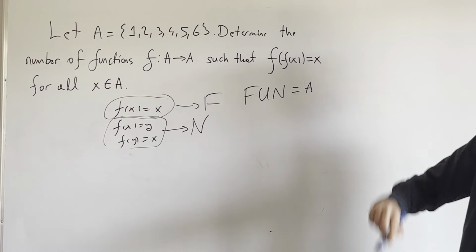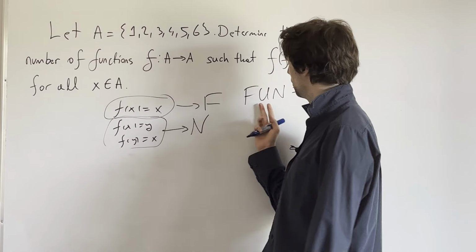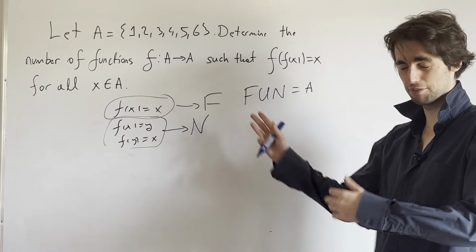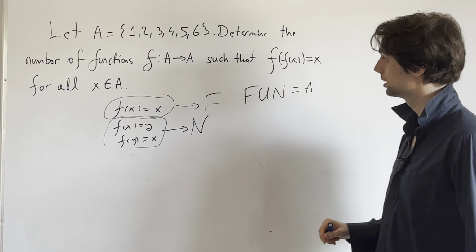I wish this set A was called math. That would be corny and cheesy, but nice. So F union N is equal to A.